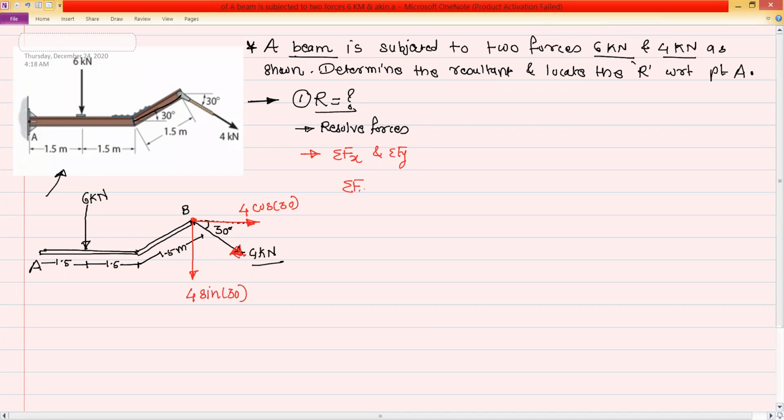So summation Fx means what? We have to add all x components. So first x component is 4 cos 30. It is acting in positive x direction. So it is plus 4 cos 30. There is no other component in the x direction because 6 kilonewton, it is completely acting in the y direction. Okay. So summation Fx is only 4 cos 30. So you can get this value 4 cos 30.